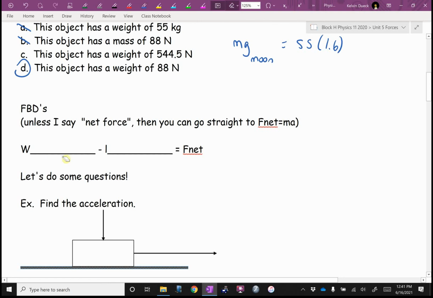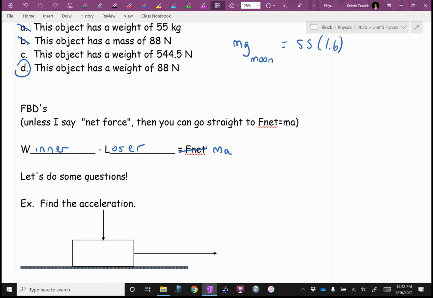Otherwise, what has been our template? What minus what equals? And we've even said you can replace the F net with MA. We've gone winner minus loser. Let me make that a capital L because that looks too much like a 1. I notice these things.